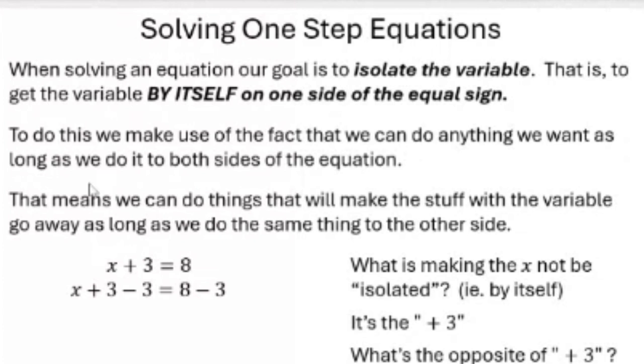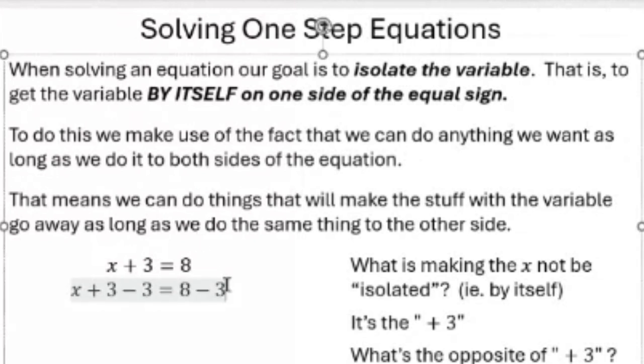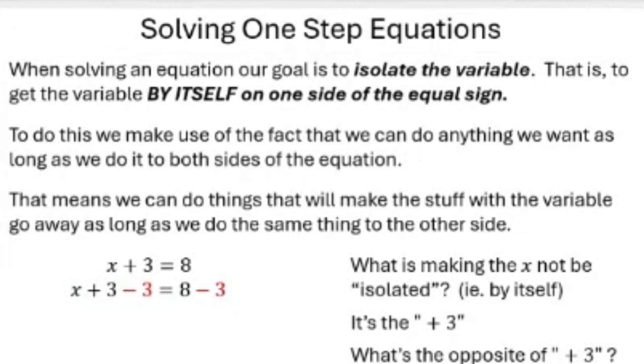So I am going to, and I really would have wanted to put those in red, I think PowerPoint's doing its weird thing where it takes out my colors when I make changes in later slides. Right? I can do anything I want as long as I do it to both sides of the equation. So I do something that will make the plus 3 disappear, a minus 3.